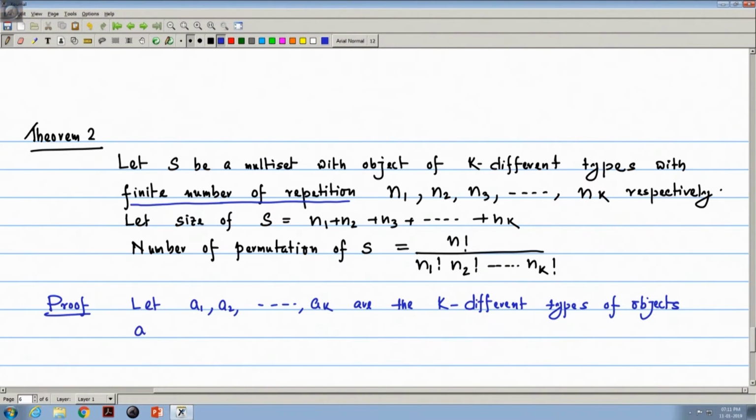And A1 is with repetition, finite repetition with n1 repetition. That means n1 number of A1. Similarly, A2 is with n2 repetition and Ak is with nk repetition.